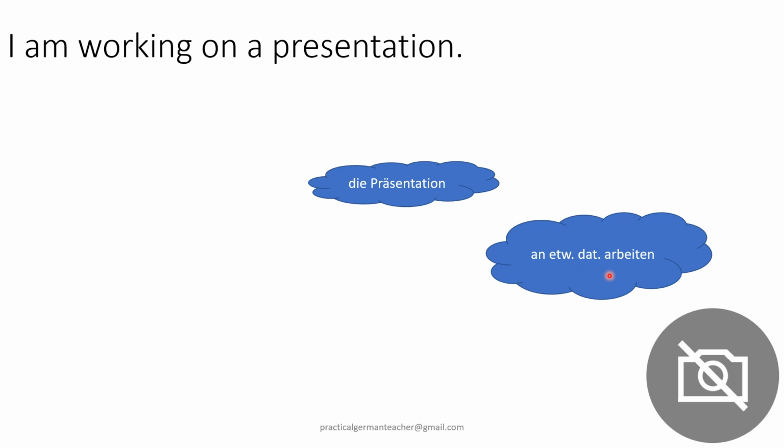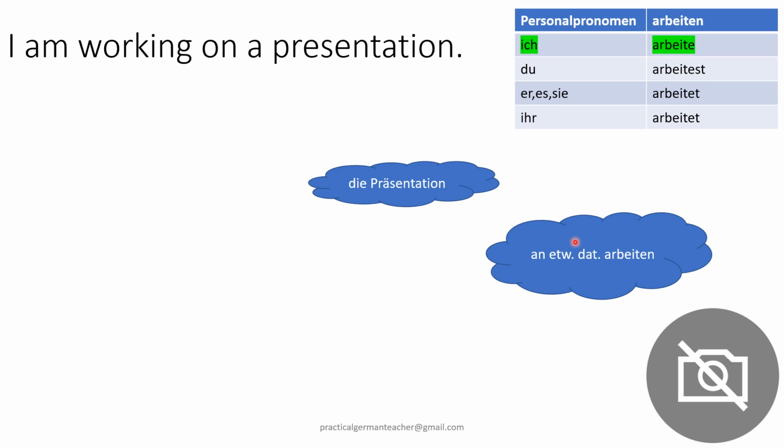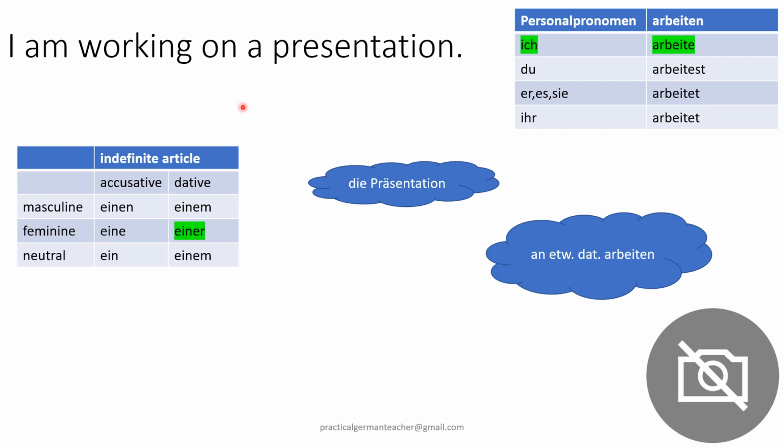So in Leo, this is what you get, an etwas dativ arbeiten. So what comes here? So you want to say you are working on something, and that something, when you write in a sentence, will be considered as dative case. The verb is arbeiten. Here is the conjugation table. Then here you are using indefinite article. So this is the table for indefinite article, for accusative, dative, and for masculine, feminine, neutral scenarios.